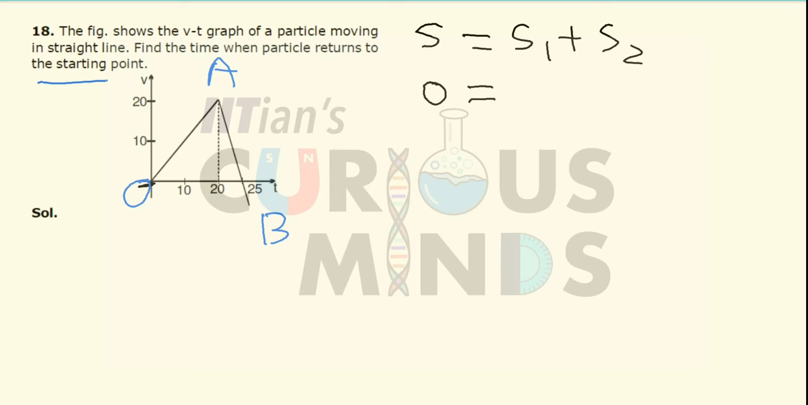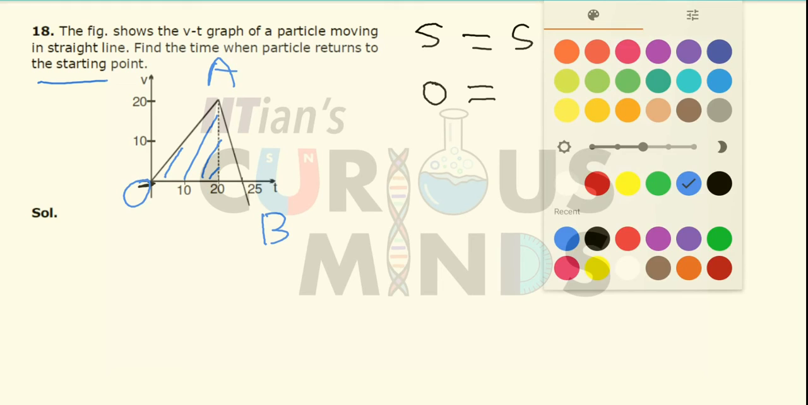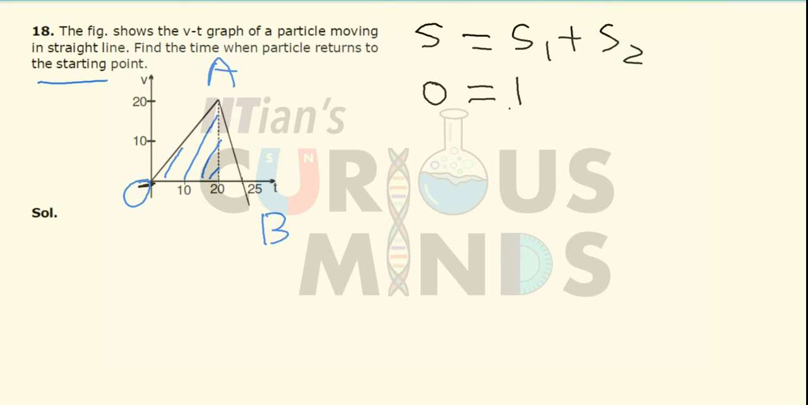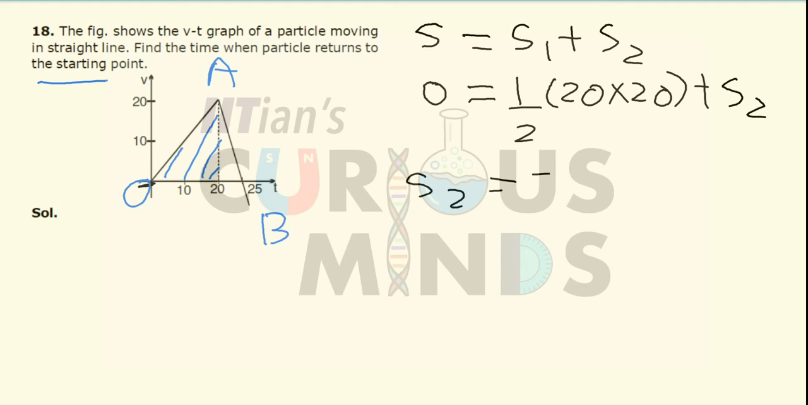S1 is the displacement when the particle is accelerating. So basically it will be the area under this graph, which is equal to half into base into height. The base over here is equal to 20, into height over here equal to 20, plus the value of S2. Now S2, if I calculate this value, will come out to be minus 200 meters.